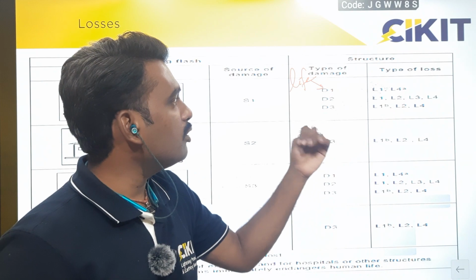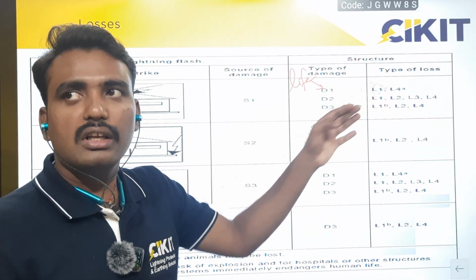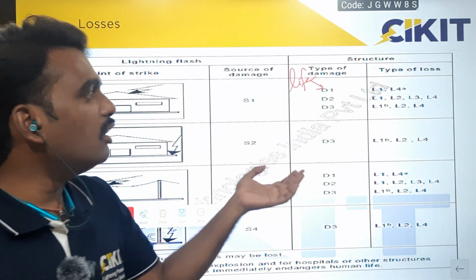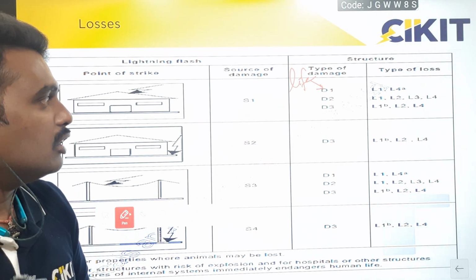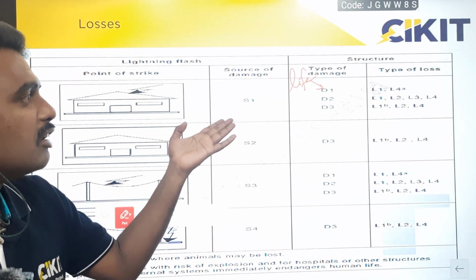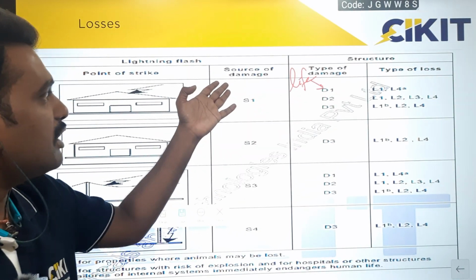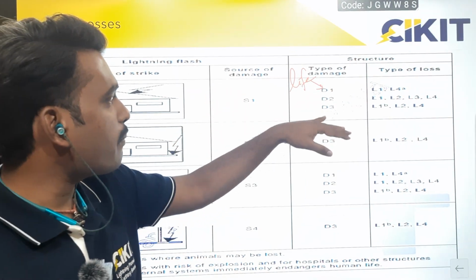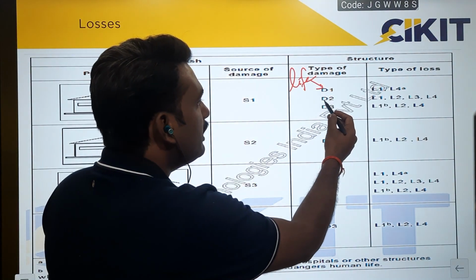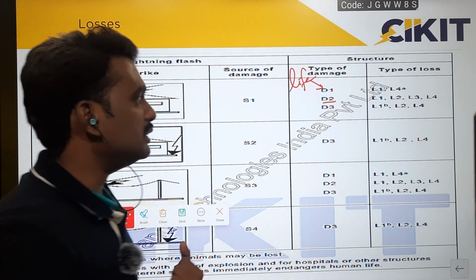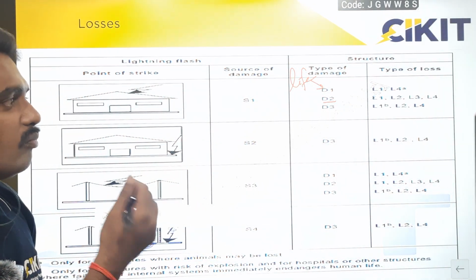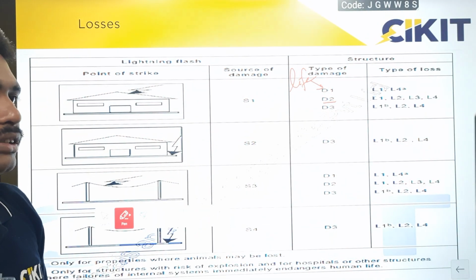So this is the mapping type of loss. If you take the first loss, L1 is nothing but loss of life, and L4 is economic loss. So lightning striking any structure to be protected can cause both L1 and L4. D2 is nothing but the physical damage, and D3 is nothing but electrical and electronic equipment failures.